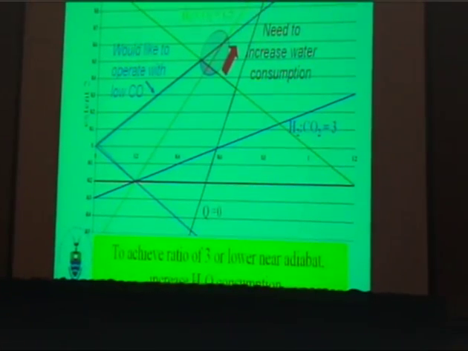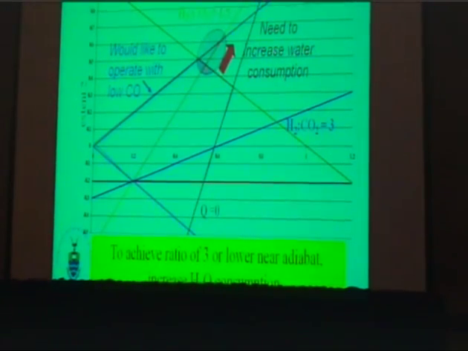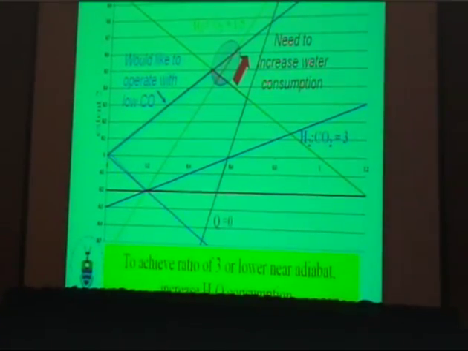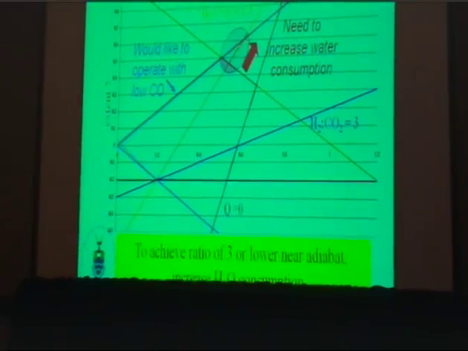So what it's saying is that we can get better by increasing the water consumption. Notice here, we're limited by the energy balance if we want to go to hydrogen 3. In order to go up to here, we would need to put in more energy.